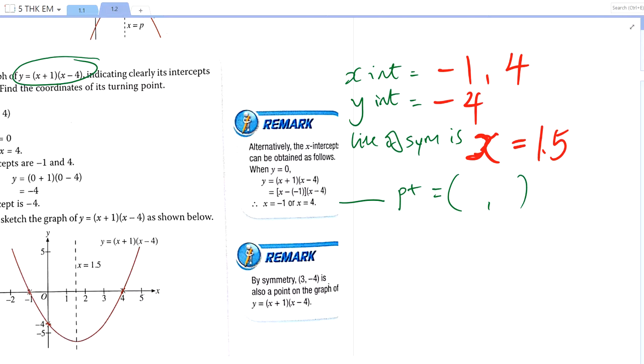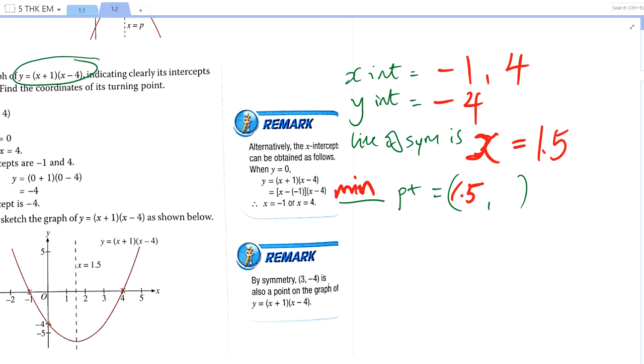Maximum or minimum? Minimum, yeah. The minimum point, what is the x coordinate? 1.5. The y coordinate? How much is it? How do you get minus 5?